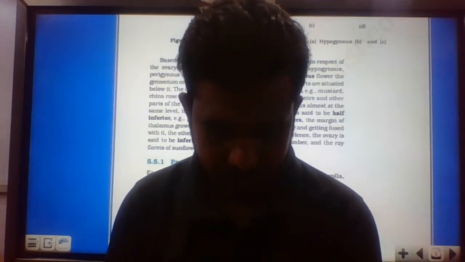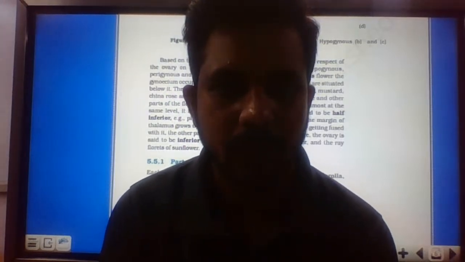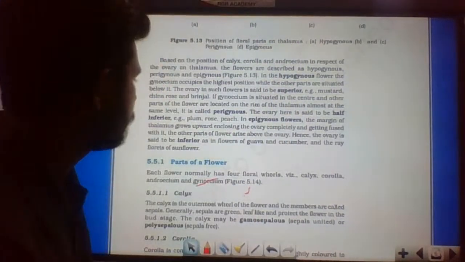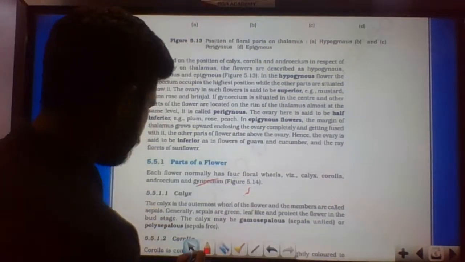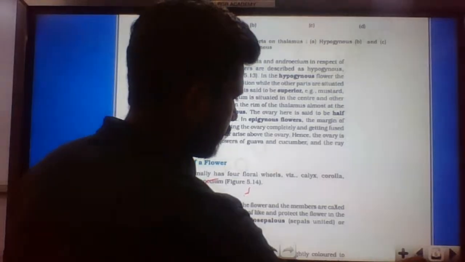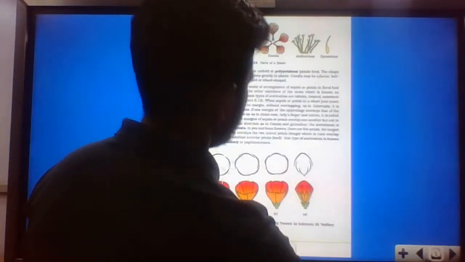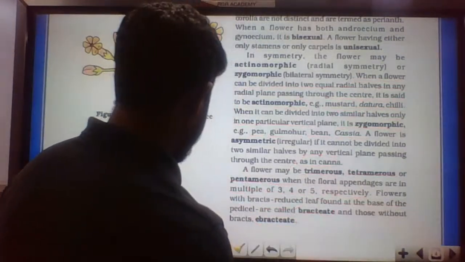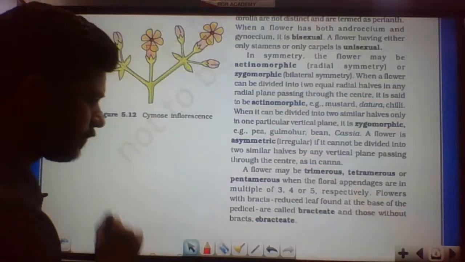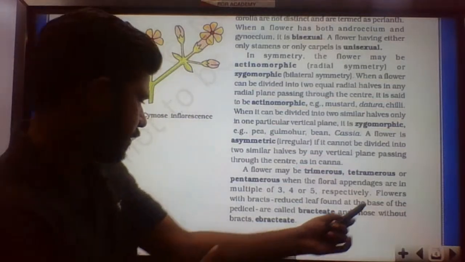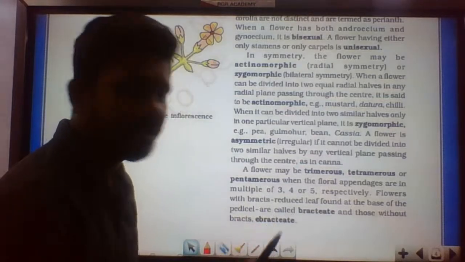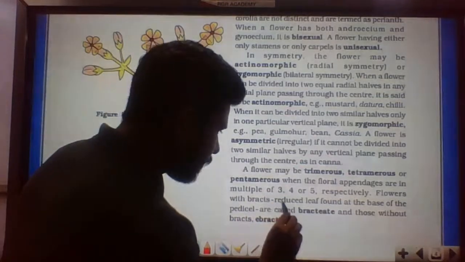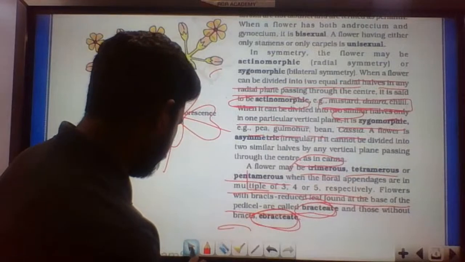Bracteate. Okay, wait a minute, I will bring that one. See, flowers with bracts, I mean reduced leaf. Okay. Just a minute.